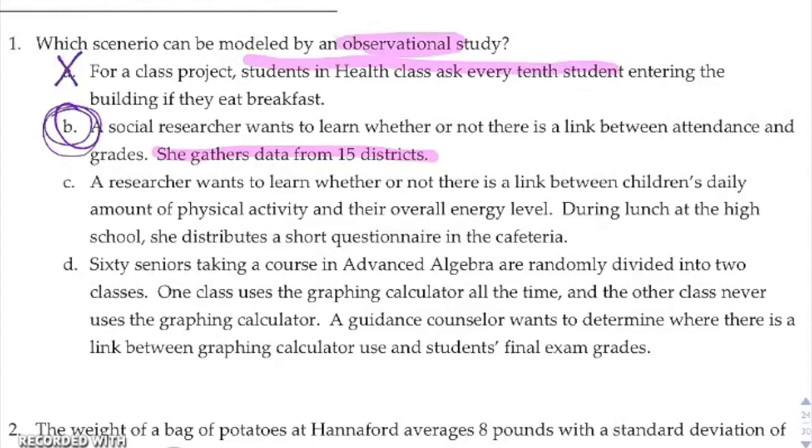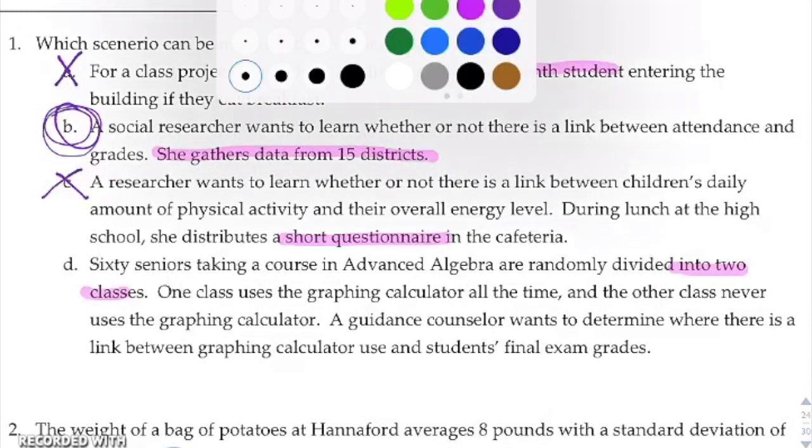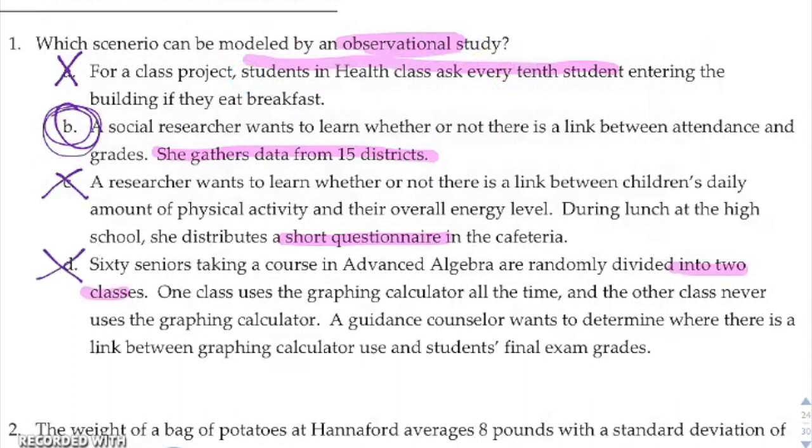A researcher wants to learn whether or not there's a link between children's daily amount of physical activity and their overall energy. During lunch, she distributes a questionnaire. That tells me that is a survey, so it's not that. And 60 seniors take a course in advanced algebra, are randomly divided into two classes. One uses a graphing calculator, the other never does. I see a control group. It is definitely not that. So again, with observational, you're looking for something that you've just observed. Okay, let's go to the next one.